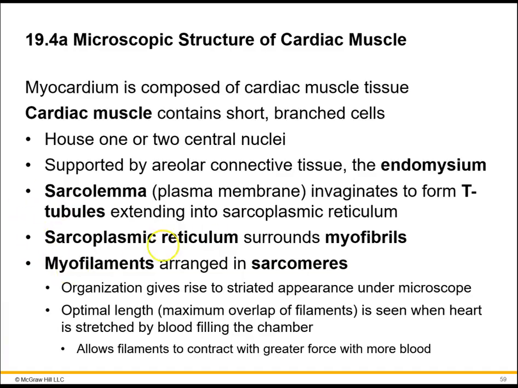Those T-tubules extend into the sarcoplasmic reticulum. The sarcoplasmic reticulum is a storage network of calcium that surrounds myofibrils. Myofibrils are made up of many myofilaments. You may recall the myofilaments are the thin filaments, or actin, and the thick filaments, or myosin. And these myofilaments are arranged in units called sarcomeres. It's their organization into these units called sarcomeres that gives rise to the striated appearance of these muscle cells under a microscope.